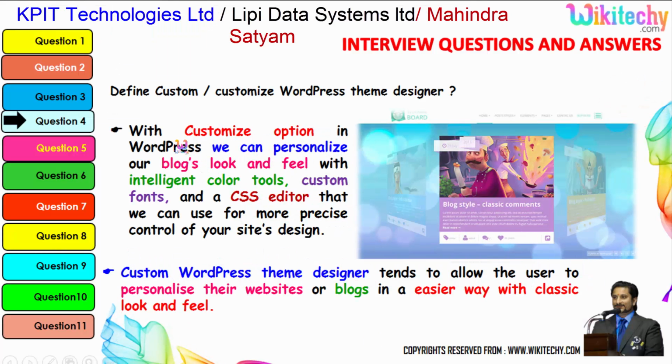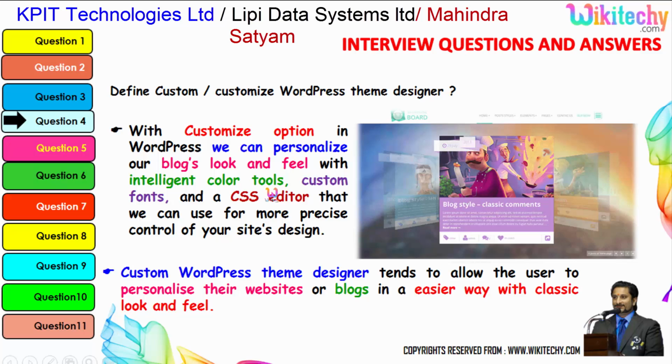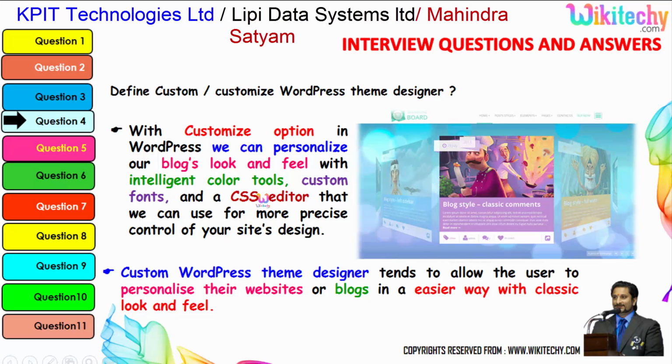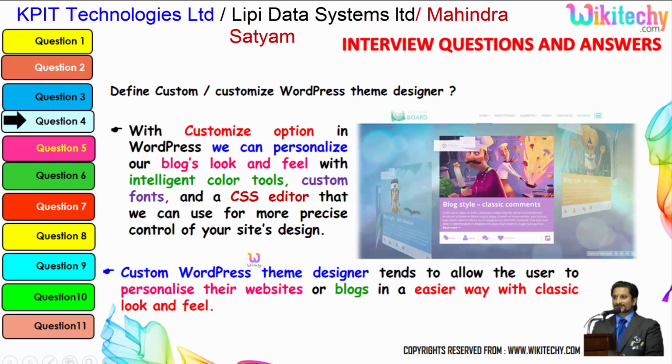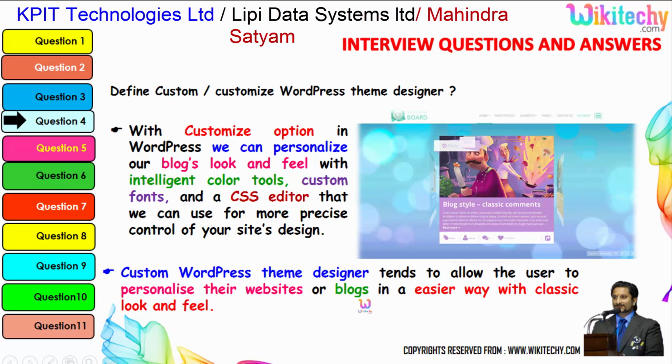So the answer is, with the customize option in WordPress, we can personalize our blog's look and feel with intelligent color tools, custom fonts and a CSS editor that we can use for more precise control of your site's design. The custom WordPress theme designer allows the user to personalize their websites or blogs in an easier way with a classic look and feel.